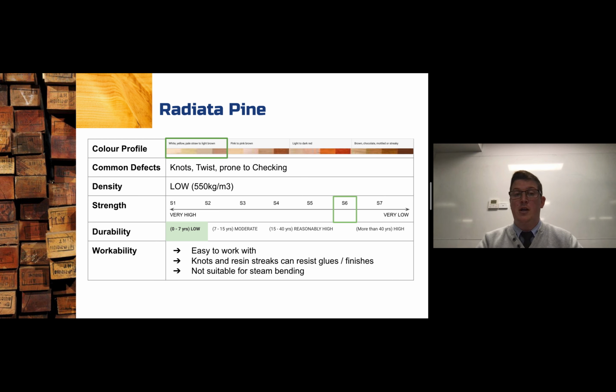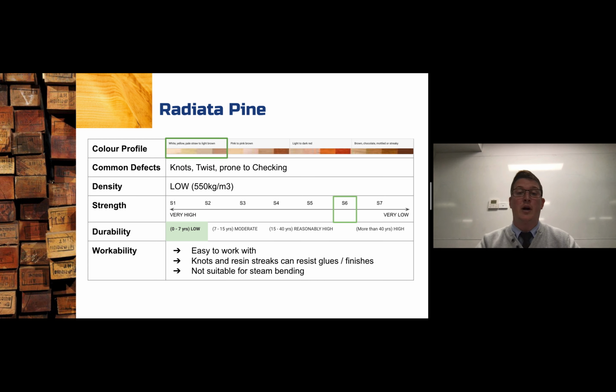Now each different tree has its own qualities and characteristics. Pine is readily available in Australia. We grow it in plantations. It grows usually 25 to 30 years. And because it grows so fast, it has a few defects. Firstly, it can commonly twist because it's dried out so quickly.